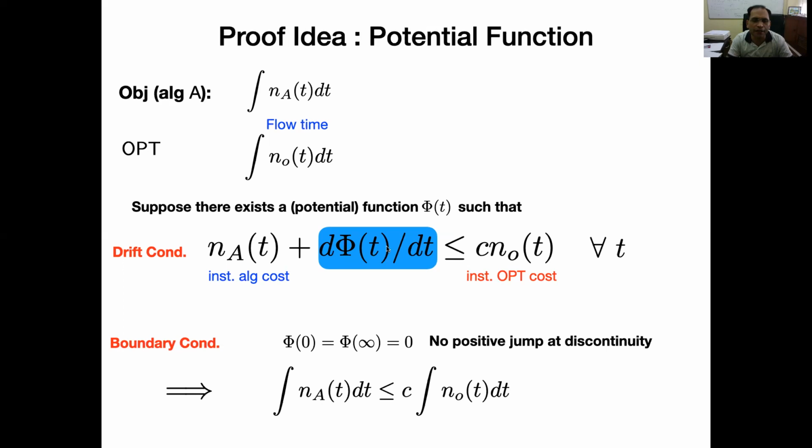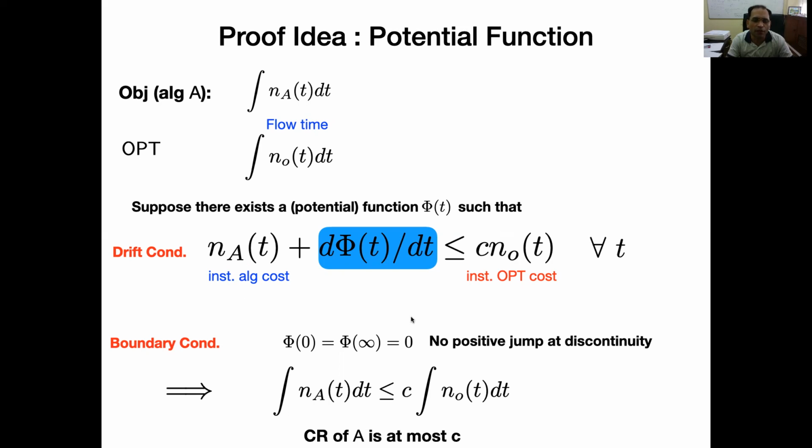Then just integrating this drift condition, what we end up getting is that the integral of this quantity, which is nothing but the cost of the algorithm, plus this goes away because of these two conditions. The integral essentially turns out to be 0, is at most c times the integral of n0 of t, which is the cost of the OPT, and you get that the competitive ratio of algorithm A is at most c.